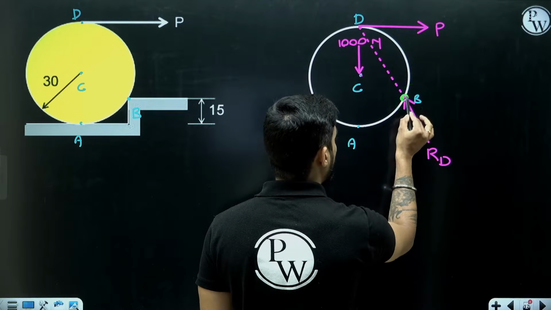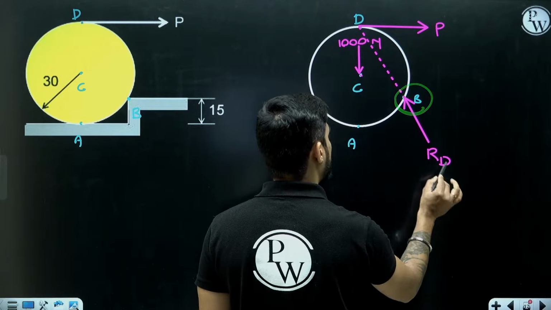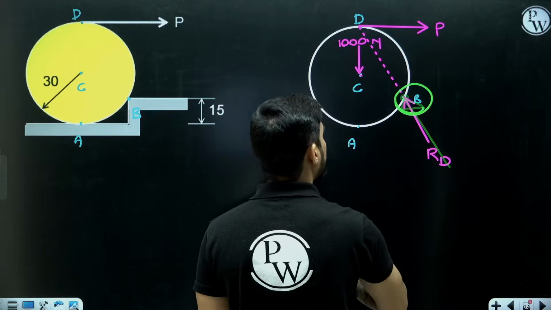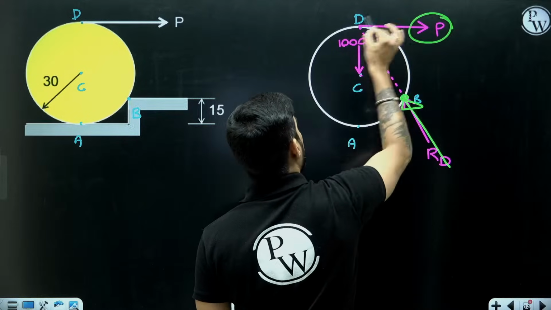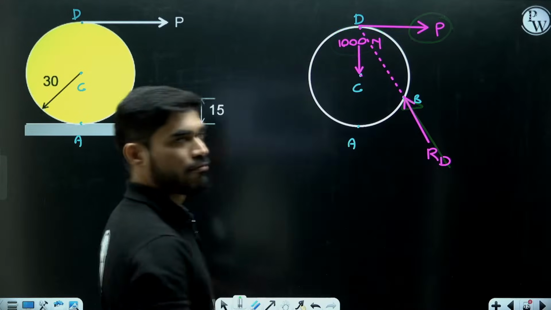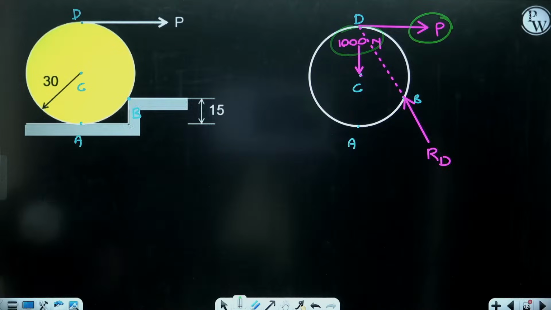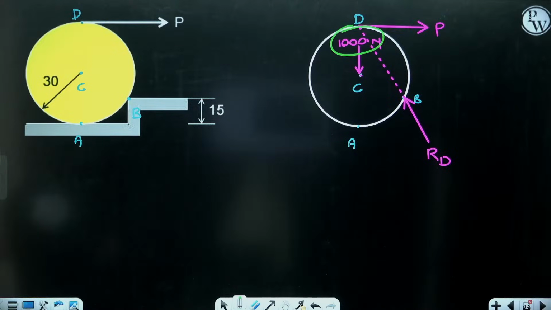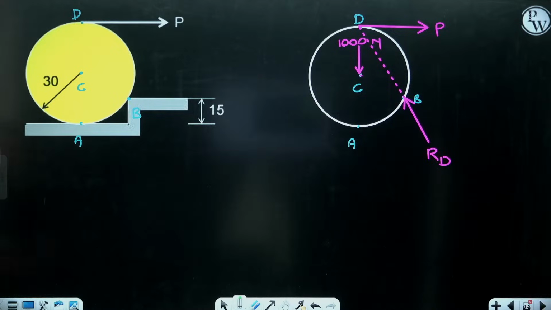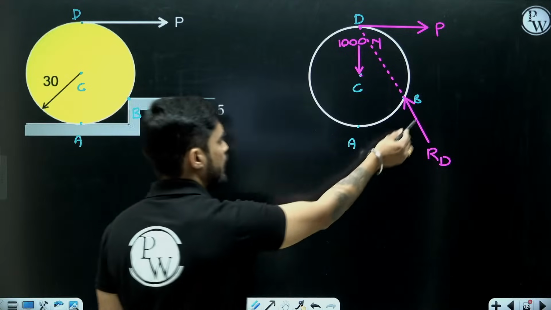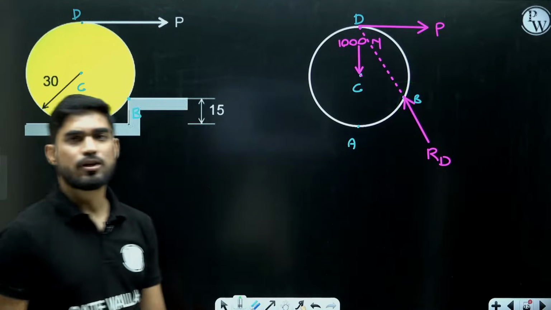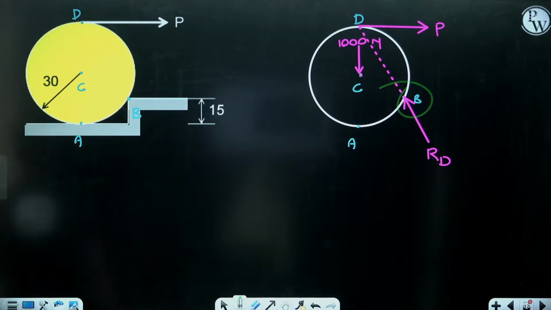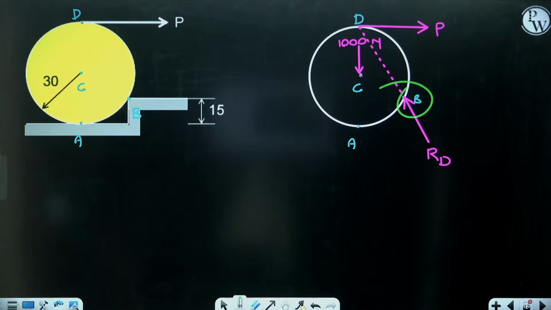If I take moment at point B, moment of this RD will be gone and I will get the moment of P and 1000 Newton. From there I will calculate the value of P. So you have three choices: summation of Fx and summation of Fy, first choice; second choice, Lami's theorem; and third choice, taking moment at point B. You can use any one of these methods to find out the value of P.